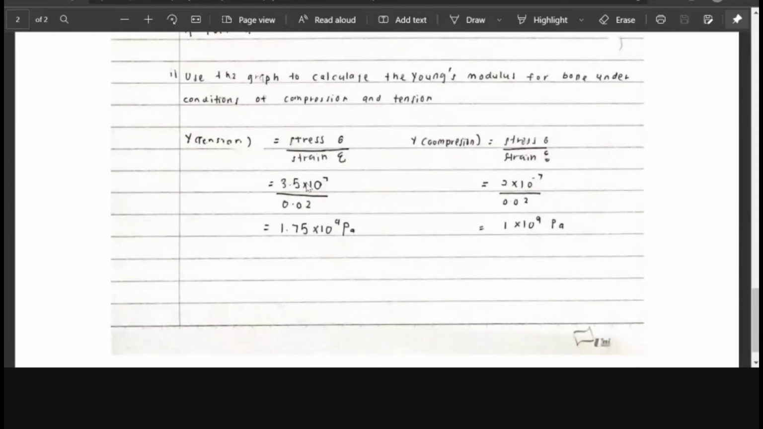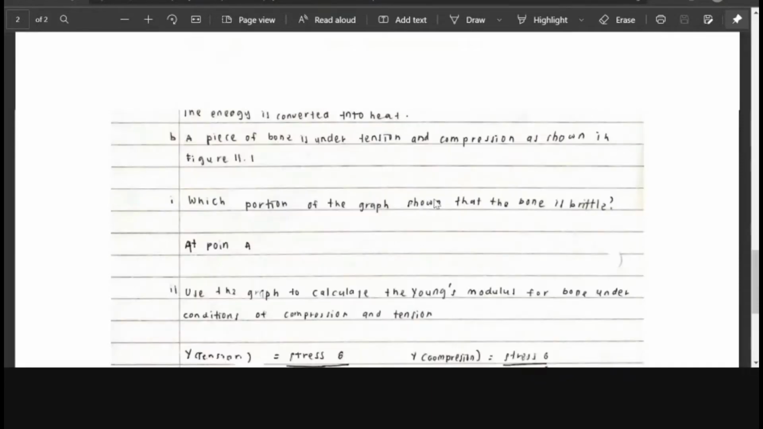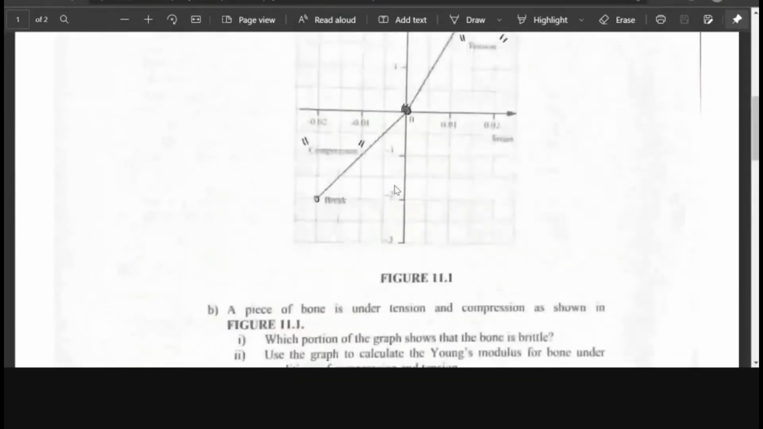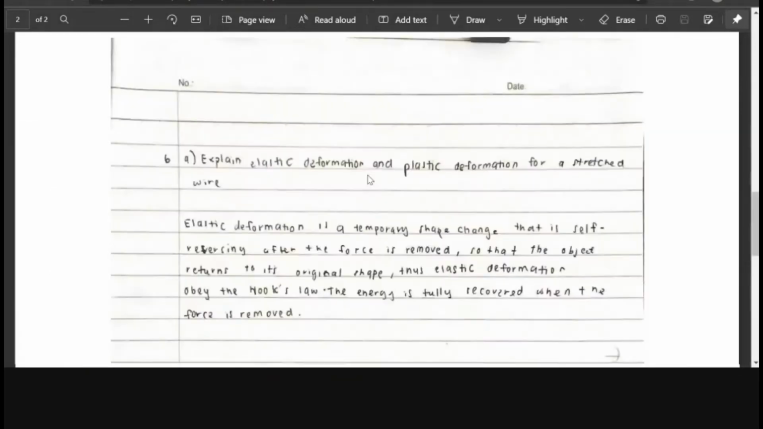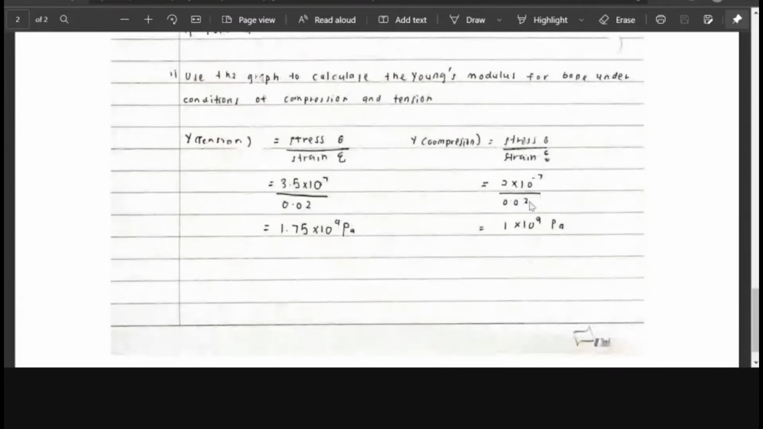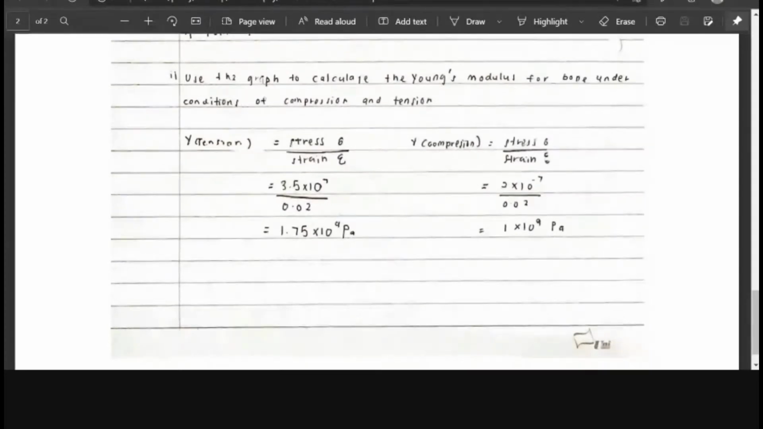Lepas tu saya masukkan dekat dalam formula. Lepas tu yang ni macam biasalah tekan calculator. Lepas tu untuk compression pun sama. Saya ambil point yang ni negatif 0.02 dengan negatif 2. Lepas tu buat macam biasa. Sebab negatif kan cancel dari positif, macam dia punya negatif tu tak ada effect pun. So tu saja. Okay, the second one ni, jawapan dia correct.